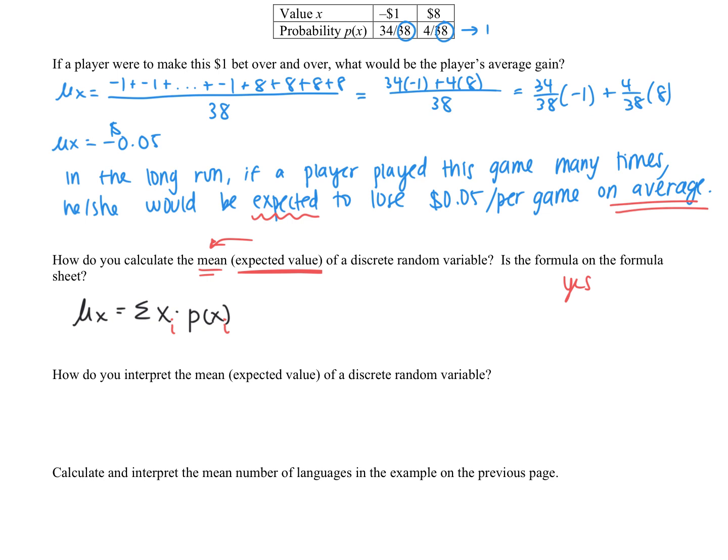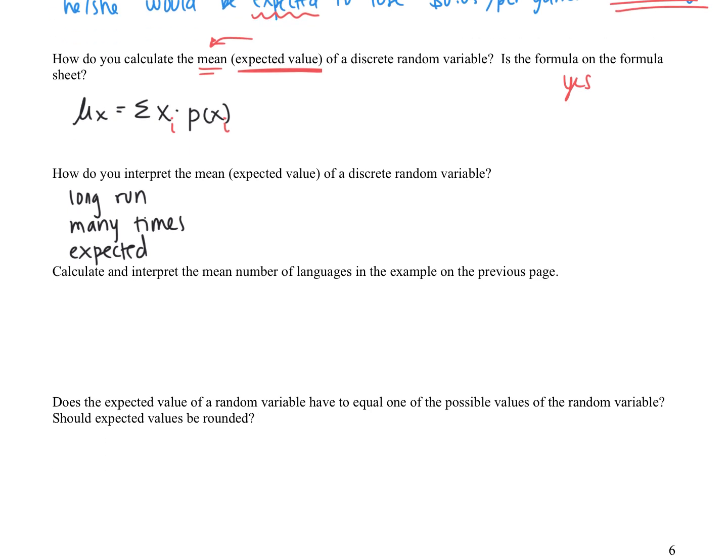Okay, interpreting. In this blue interpretation up here, what do you think are the words that I'm looking for? Words, phrases, ideas. Long run. Many times. Expected. So these are the things that I am going to be looking for anytime that you are interpreting.